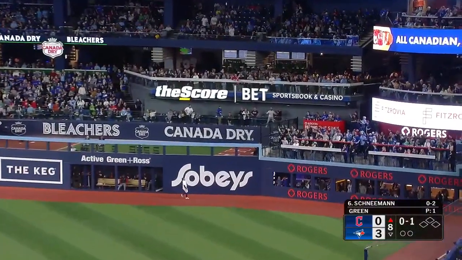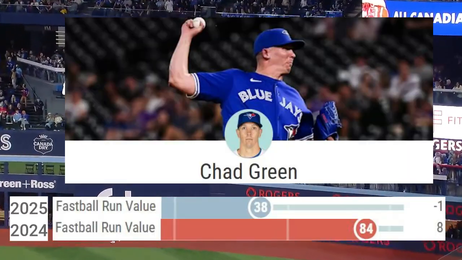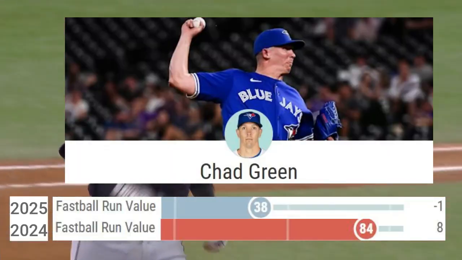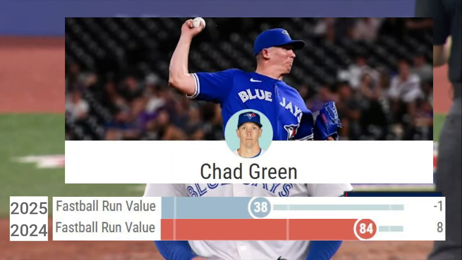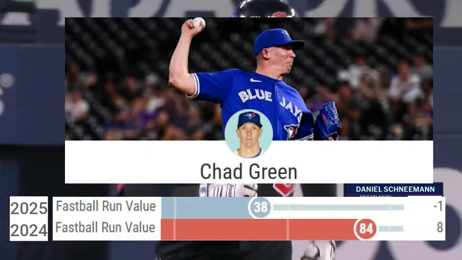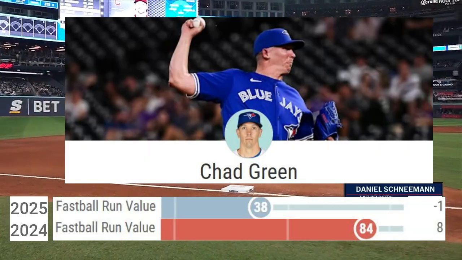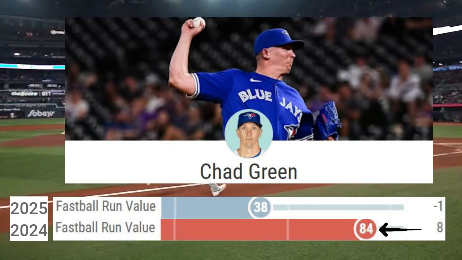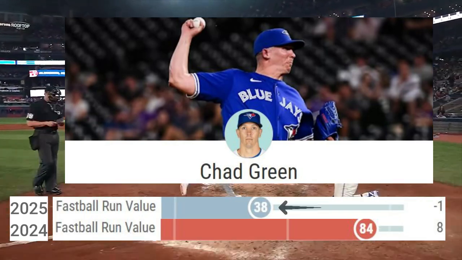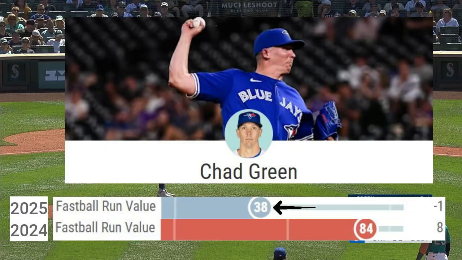An interesting piece of data I found when working on this video was how Chad Green's fastball had a drastic drop in run value from last year to this year. Pitching run value assigns a numerical value to each pitch, reflecting how many runs were prevented or allowed due to that specific pitch. We can see that last year, Green's fastball had a run value in the 84th percentile, while this year it has fallen to the 38th percentile.